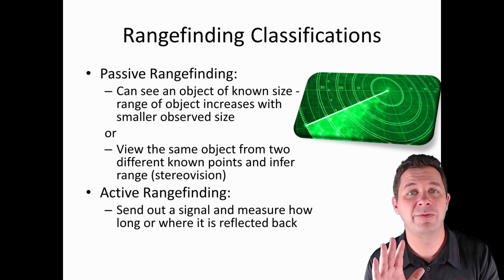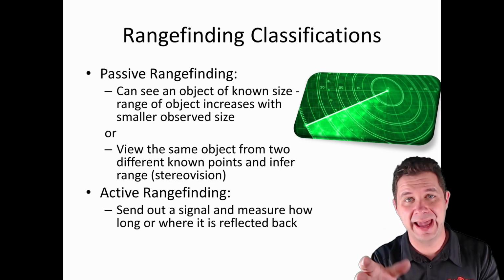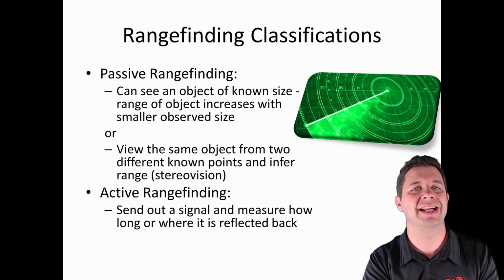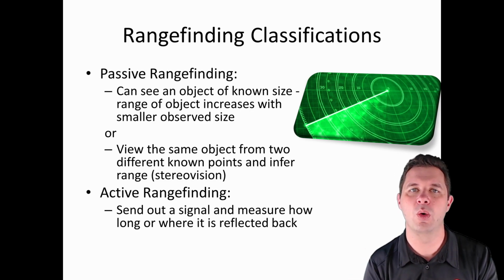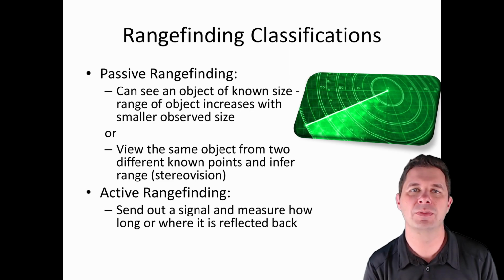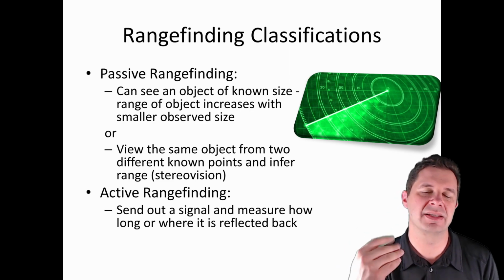Then we have lots of forms of active range finding, where we bounce a signal like a laser or a light or a sound wave off an object and record how long it takes to get back or use phase change. There's a few different ways we can do it. They're the active forms of range finding, where we're actually bouncing something back.